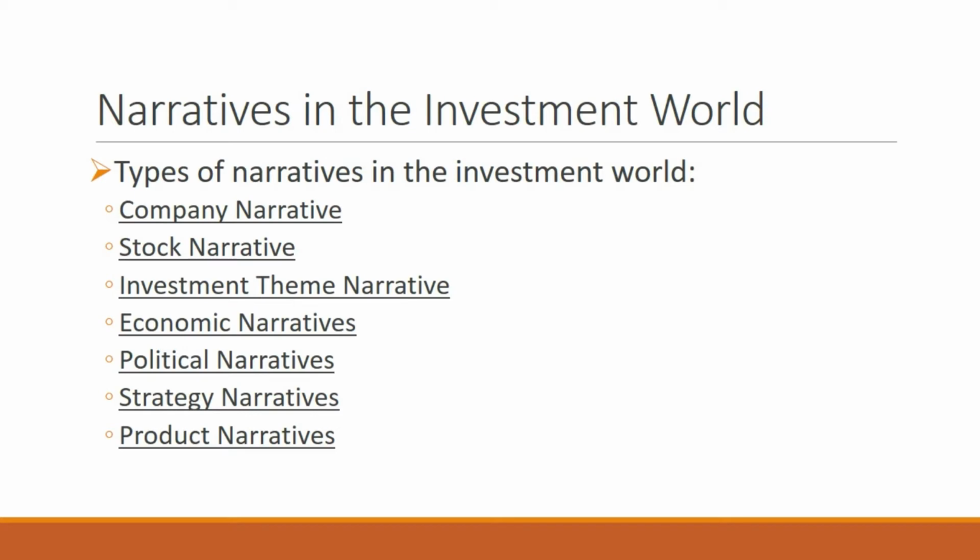Narratives and the narrative fallacy occur in a wide variety of places in the investment world. We have company narratives, for example, stories of how companies are doing and how we expect them to perform. Stock narratives, similar information about particular stocks. Investment theme narratives, for example, the possibility that consumer stocks will go up during the next phase of the business cycle. We have economic narratives that discuss whether we have a recession or inflation, political narratives that discuss election races and election results, strategy narratives that talk about how companies plan to grow in the future, and product narratives, also known as advertising.